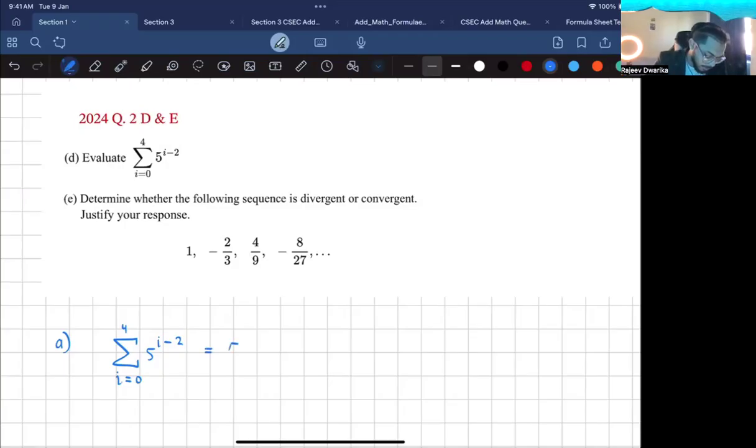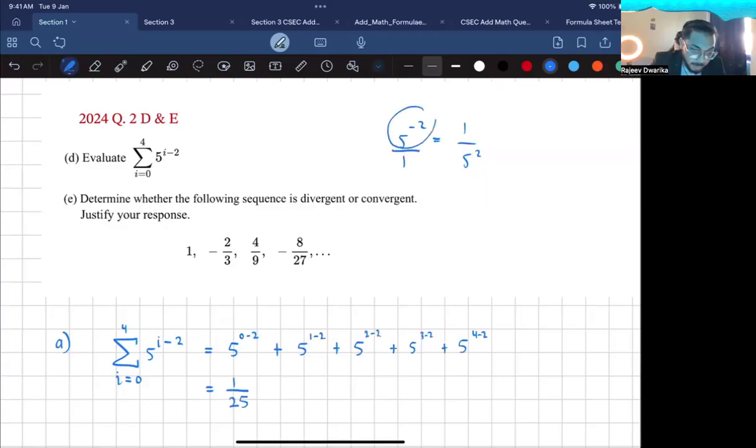Your first term would be 5 to the power 0 minus 2, plus 5 to the power 1 minus 2, plus 5 to the power 2 minus 2, 3 minus 2 and 4 minus 2. You can just plug that into the calculator, to be honest. But 5 to the power minus 2 should be 1 over 25, because from indices, 5 to the power minus 2 means 1 over 5 squared. Since the power is negative in the numerator, it goes to the denominator, so it'll be positive. So 1 over 5 squared.